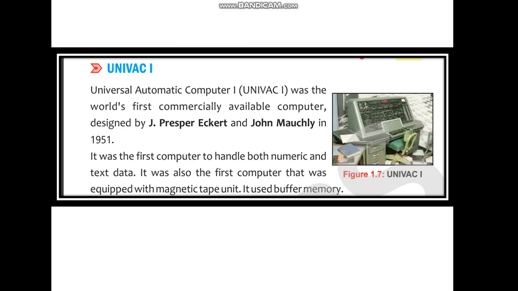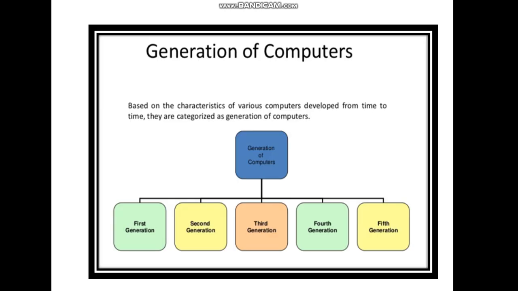UNIVAC, Universal Automatic Computer, was world's first commercially available computer by J. Presper Eckert and John Mauchly in 1951. It was the first computer to handle both numeric and text data. It was also the first computer that was equipped with magnetic tape unit. It used buffered memory.